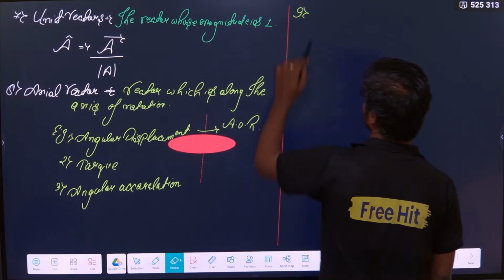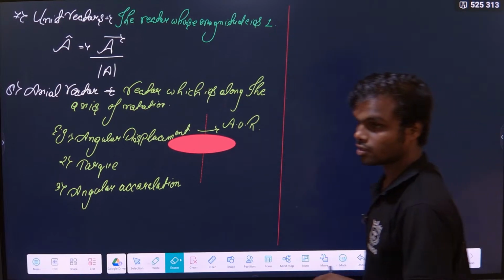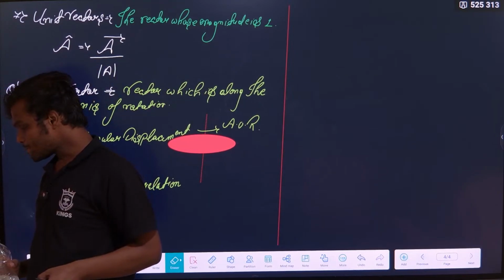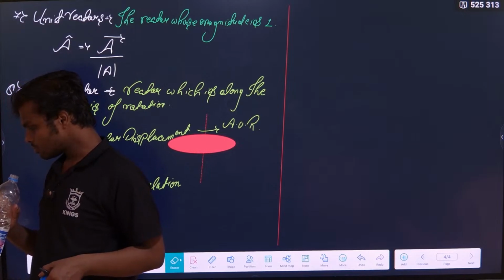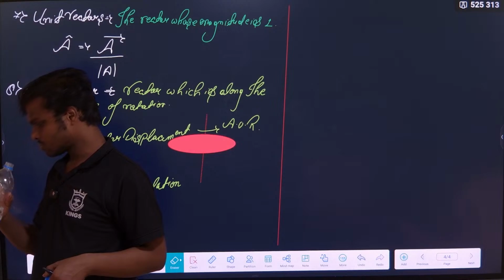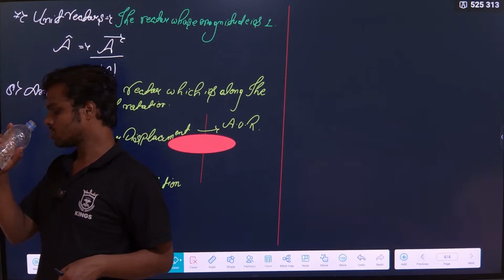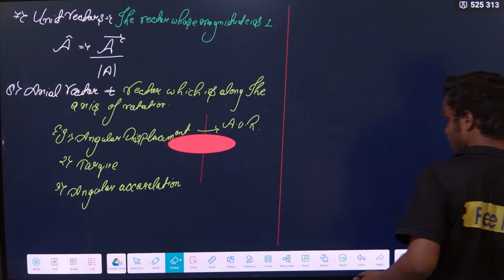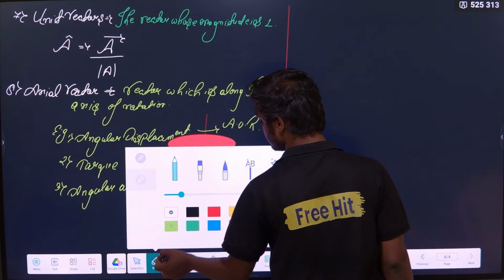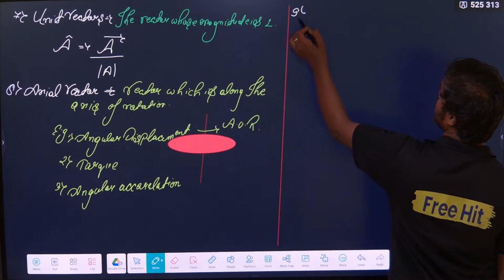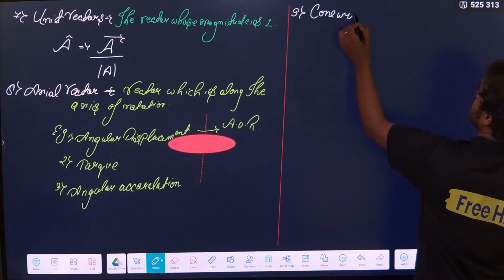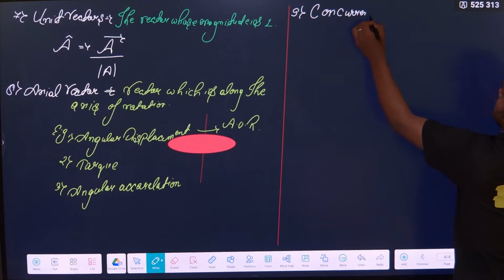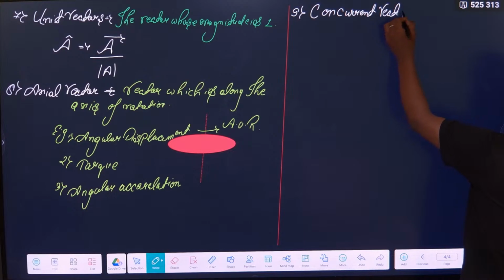First note it down till here. I hope you are getting it, these are small definitions only. Okay. So number 9, that is concurrent vectors.